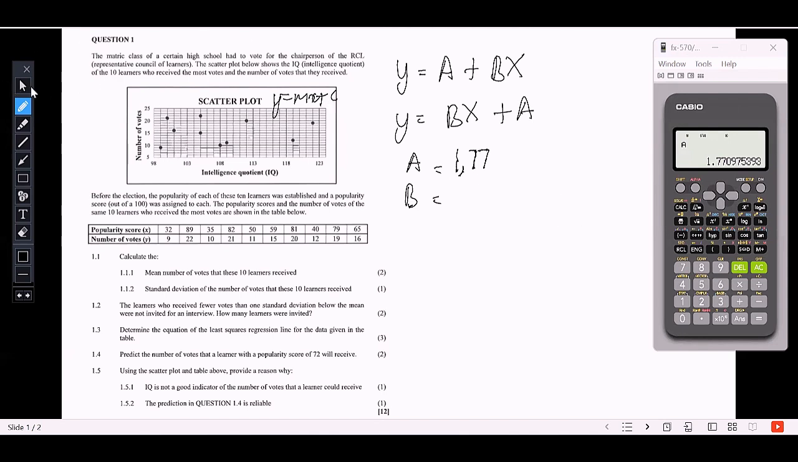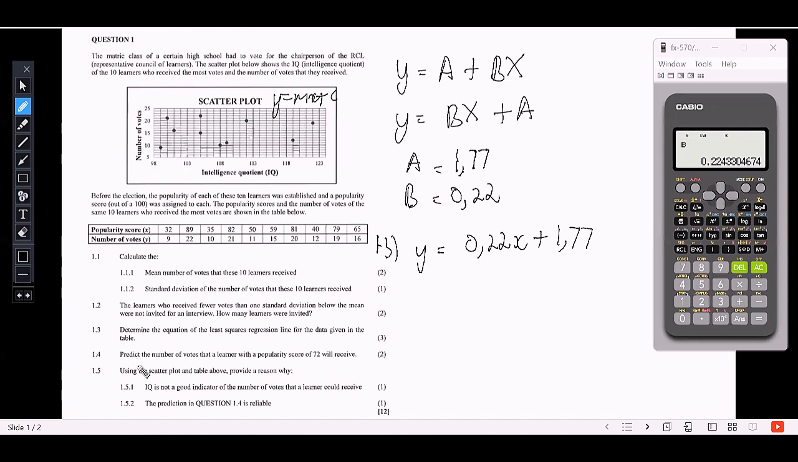And then again, we hit on, and then again shift 1, and regression again. This time we write 2, and then b is 0.22. So that means our equation will be in the form of 0.22x plus 1.77. So that's it. That's our equation of the least square regression line. I hope you are following how we get all of that. Once you know what to do with your calculator, it is very, very simple to pass statistics.